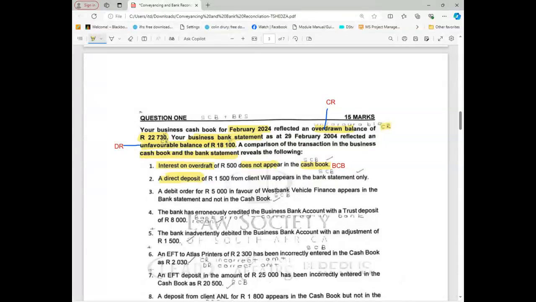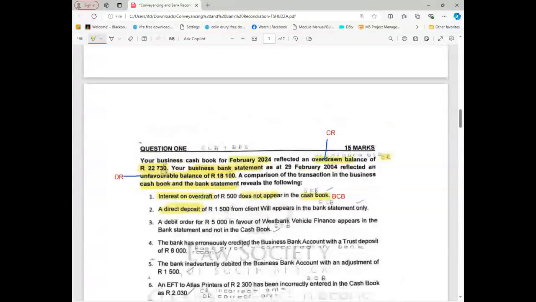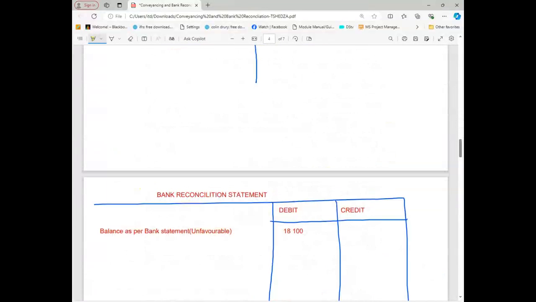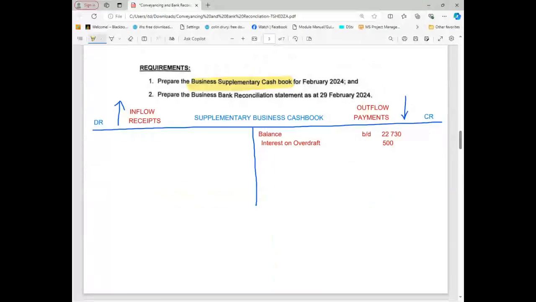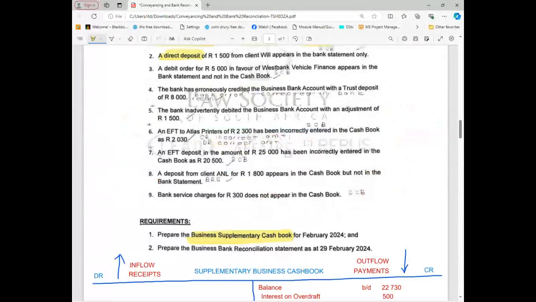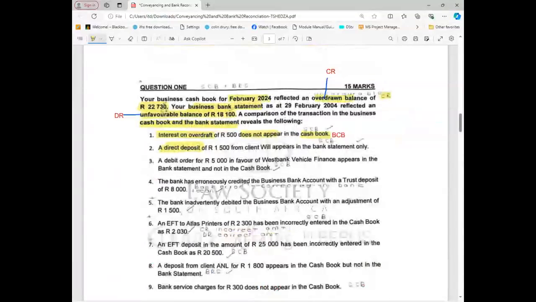It's the bank statement. Before I can even go further, I know that a direct deposit is on the bank statement. There's no way that I can record it under bank record because it's on the bank statement. But in this case, it's very easy. They told me it appears on the bank only. Even if they did not tell me, I know that a direct deposit will always be reflected on the bank statement.